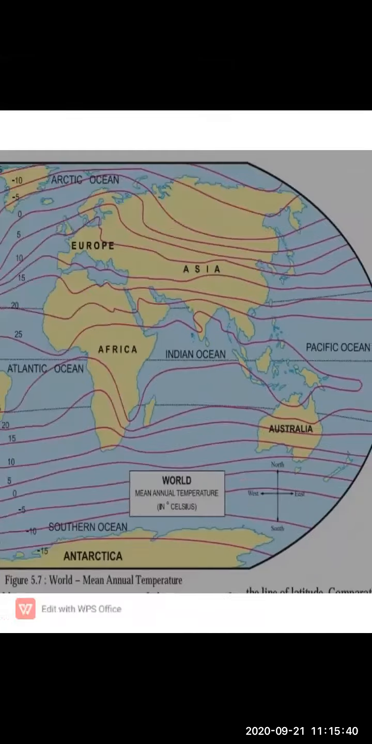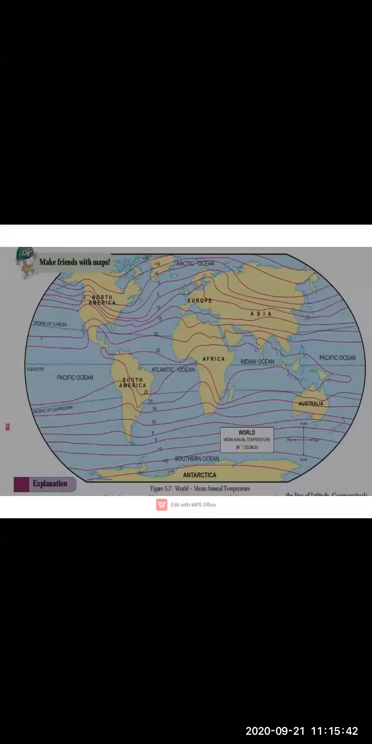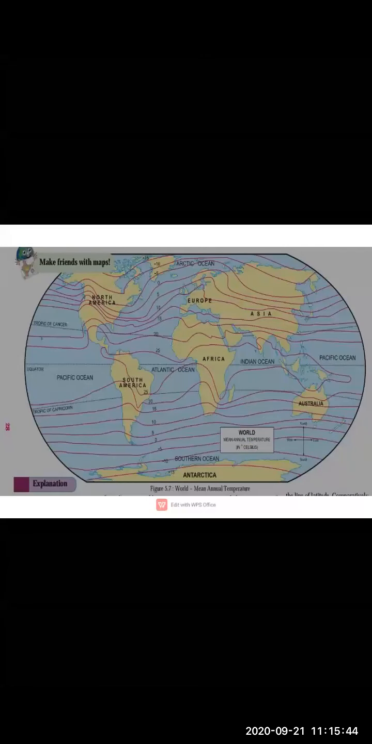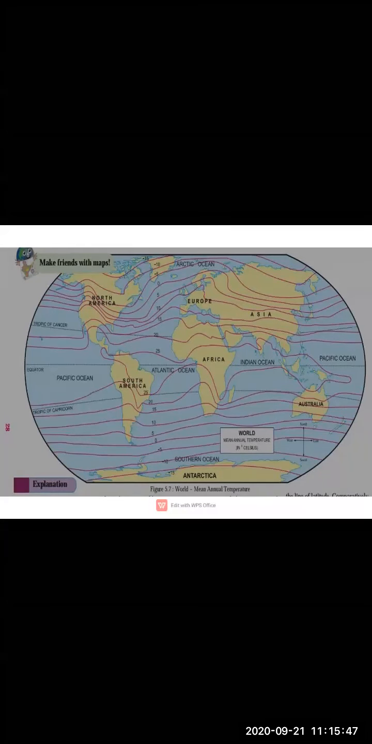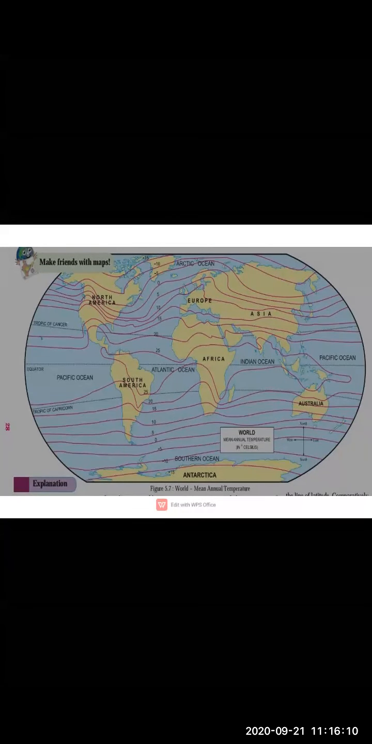Now see, children, what we are going to study in this map is the annual temperature of various countries, and they are shown with the help of isotherms. These are the isolines, children, various isolines. So isotherms are what? They give information about the temperature. They connect the places with the same temperature.